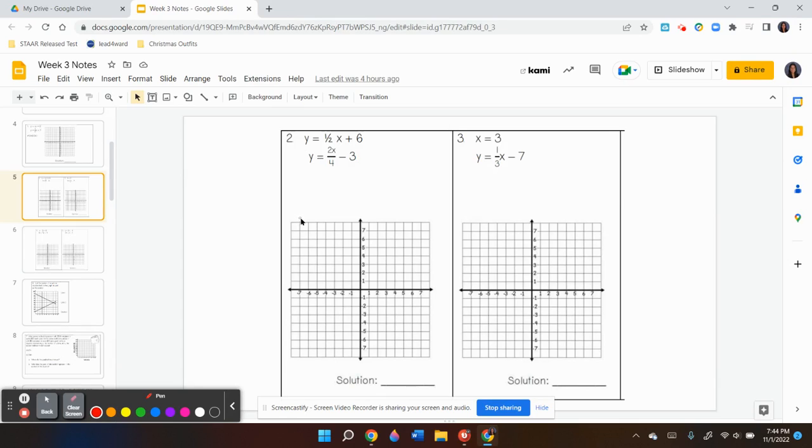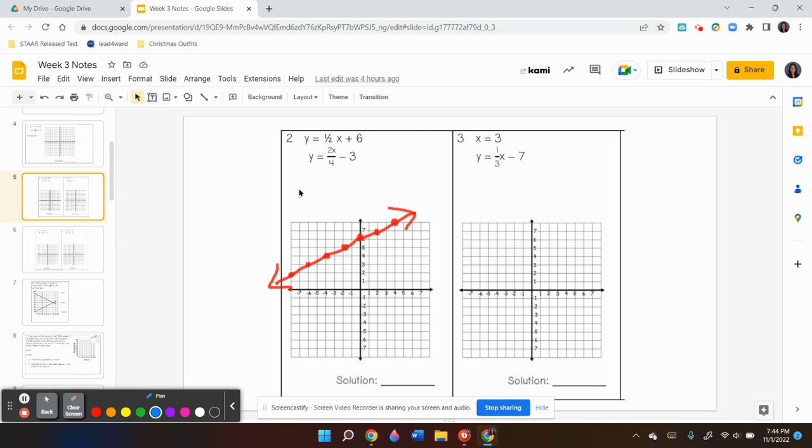Problem number 2: y equals half x plus 6 and y equals 2x over 4 minus 3. For the first equation, we're going to have a y-intercept of 6, so we're going to put a point right at 6. Our slope is 1 over 2, so we're going to go up 1 to the right 2. Because we ran out of space over here, we can also go the opposite direction, down 1 to the left 2, plotting our points through our graph, which forms our first line.